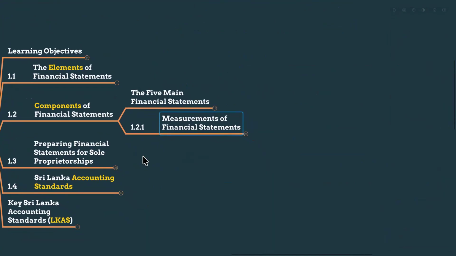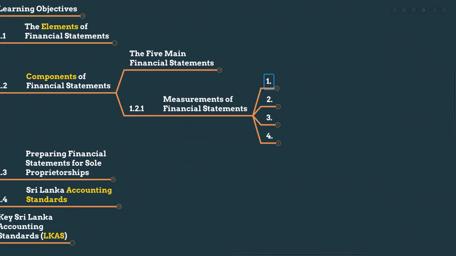Now let me talk about the measurement of financial statements, right? Measurement means when you record the value of assets or liabilities in the financial statements, whether in the financial position or the income statement, how do you decide what number you have to write in that? So in this section, we will explain.